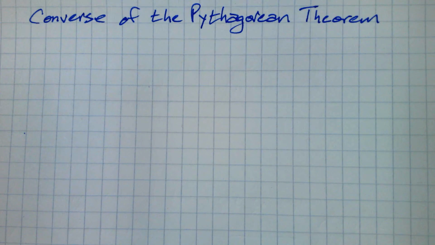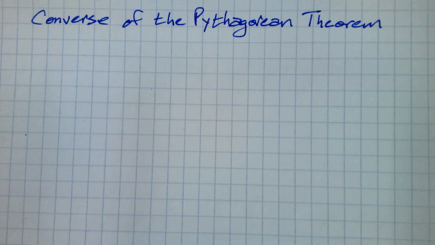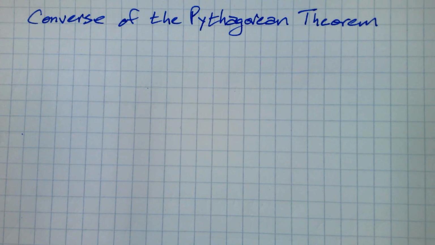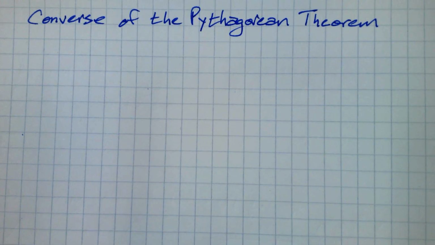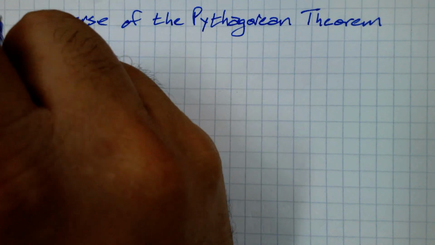Okay, so converse of the Pythagorean theorem. So we just talked about what a converse is. It's when you reverse a mathematical statement and it's still true. So here it is. I'm going to write down the converse of the Pythagorean theorem.